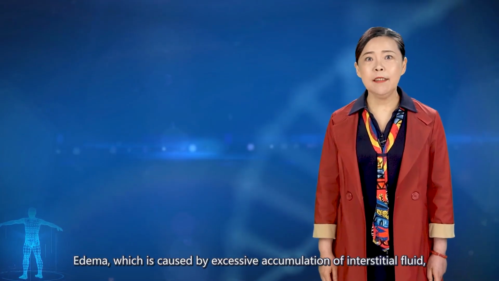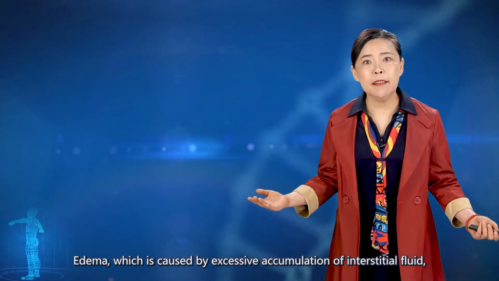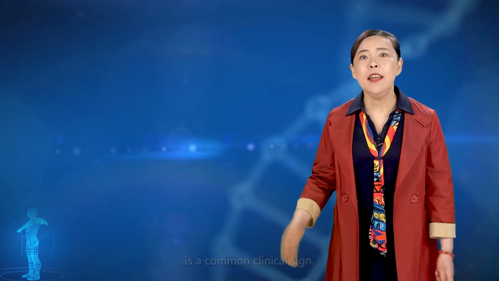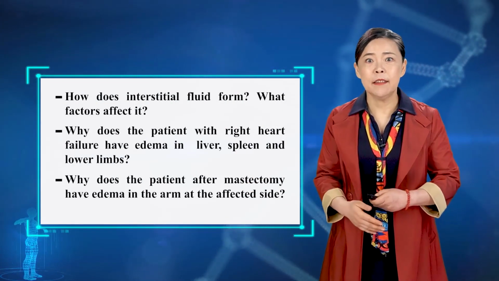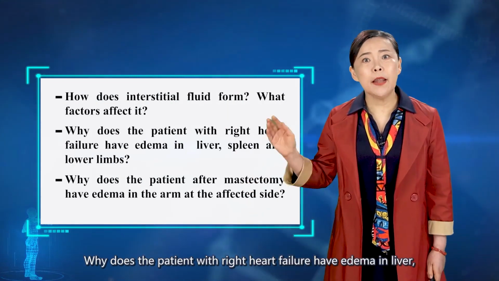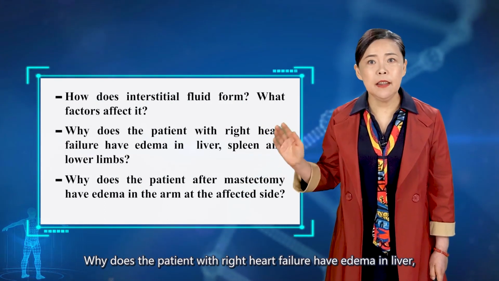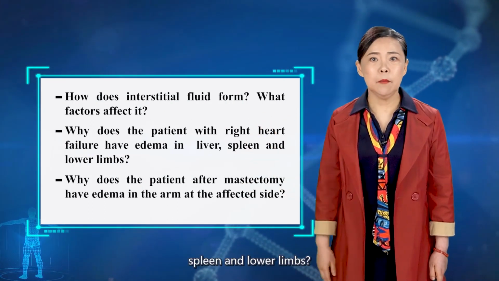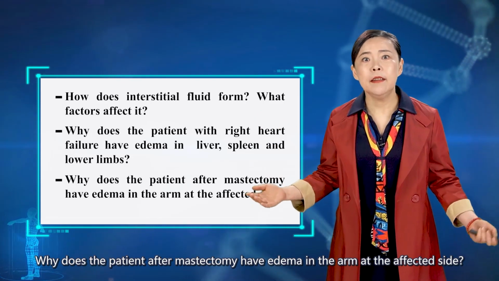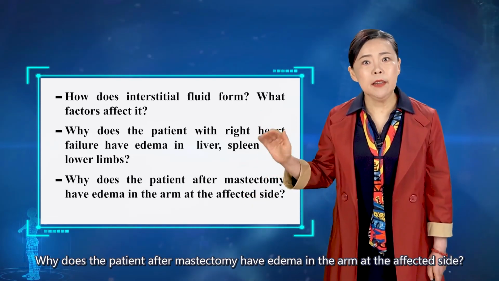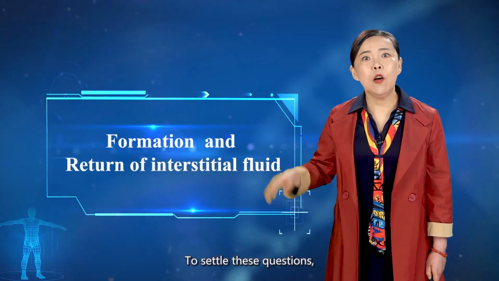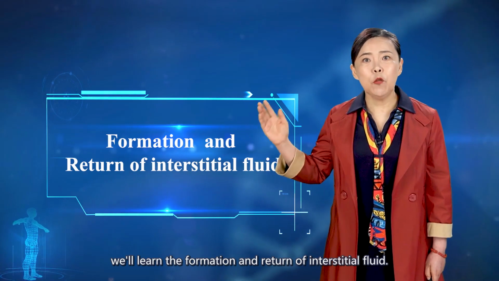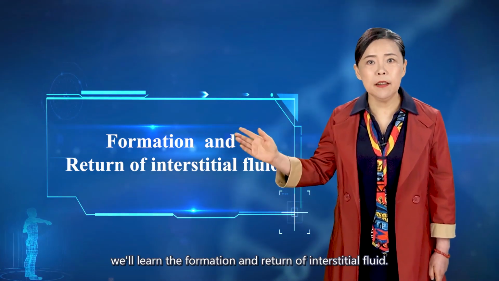Edema, which is caused by excessive accumulation of interstitial fluid, is a common clinical sign. How does it form? What factors affect it? Why does the patient with right heart failure have edema in liver, spleen, and lower limbs? Why does the patient after mastectomy have edema in the arm at the affected site? To settle these questions, we will learn the formation and the return of interstitial fluid.